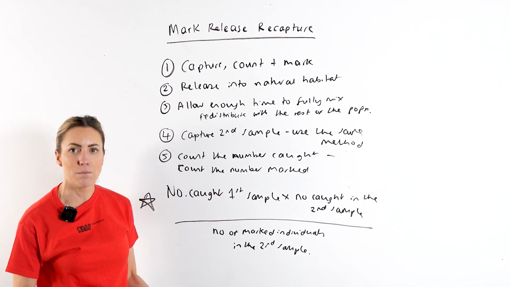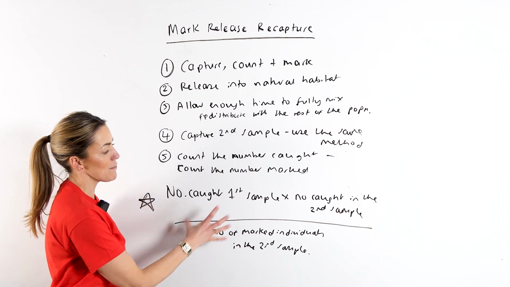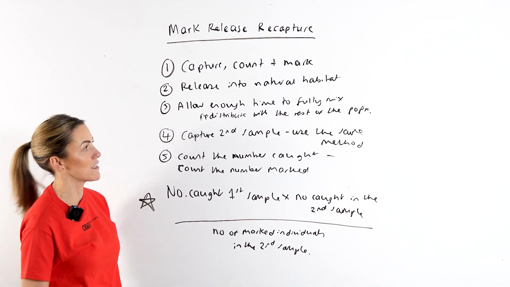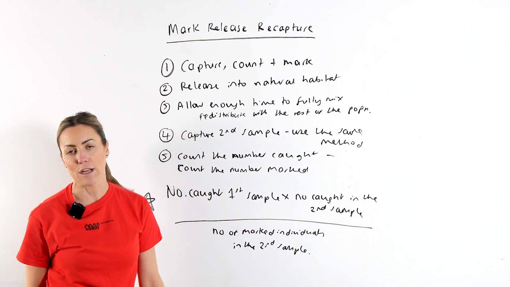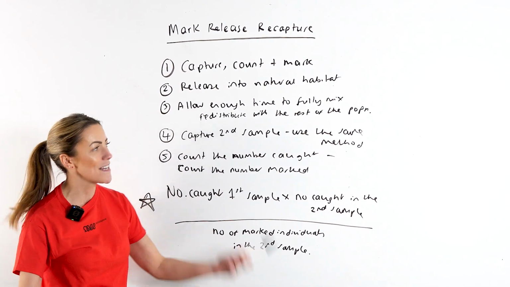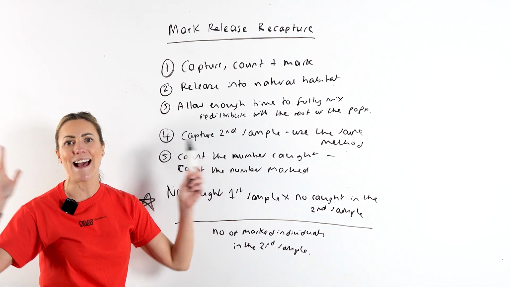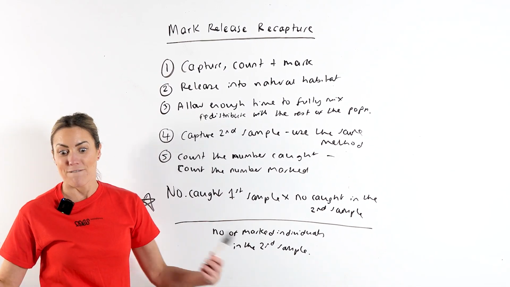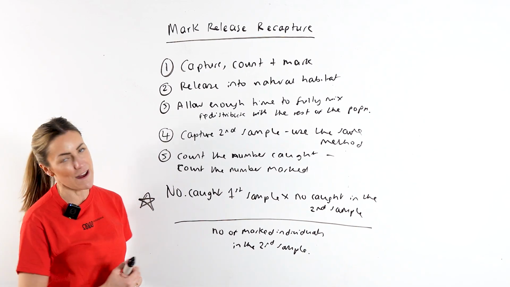So we are making assumptions, but if we want this to be as representative as possible, make sure the mark is non-toxic, does not affect survival, give them plenty of time to fully mix after that first catch, and make sure you get a large sample size. And I think that is everything on mark, release, recapture. Fast, I know, but hopefully you found the video useful.